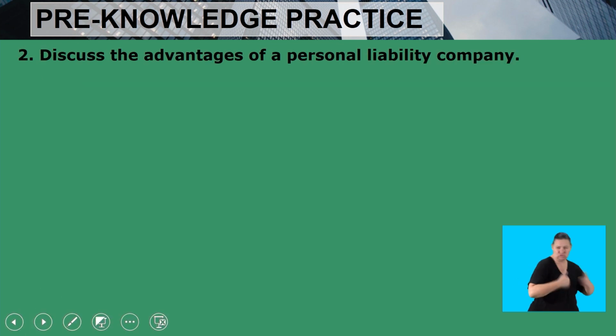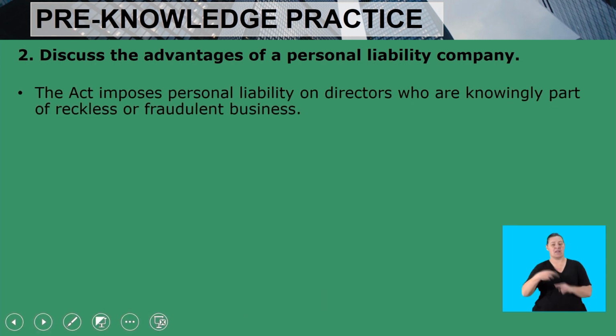Now, let's move on. Another question: discuss the advantages of a personal liability company. The Company Act imposes personal liability on directors who are knowingly part of reckless or fraudulent business. So the Company Act simply says if the directors of a personal liability company made any fraudulent transactions or managed the business recklessly, those debts will not belong to the business, but those directors will be liable to pay those particular debts.